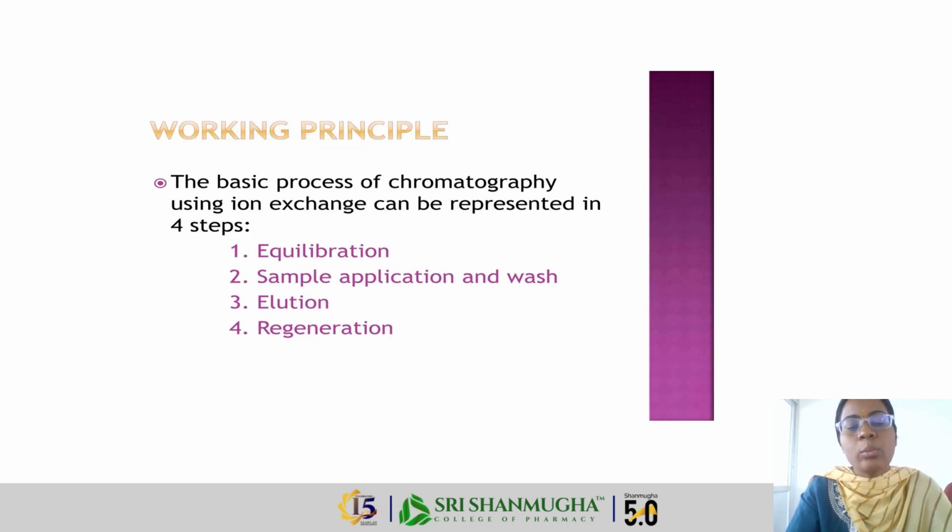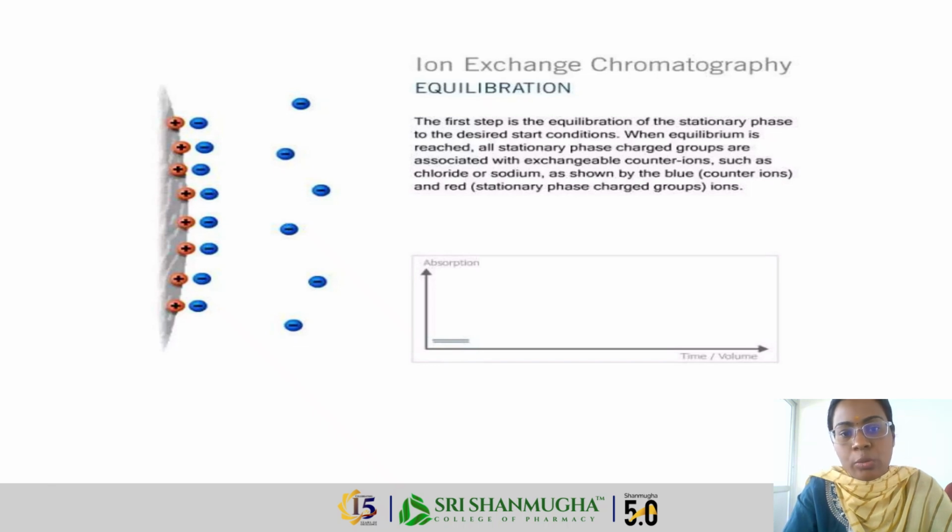What are the principles involved in ion exchange chromatography? First is equilibration, then sample application and wash, elution, and regeneration. The first one, equilibration, is the first step in ion exchange chromatography: equilibration of the stationary phase to the desired start conditions so we are ready to start. When equilibrium is reached, all stationary phase charged groups are associated with exchangeable counterions such as chloride and sodium.